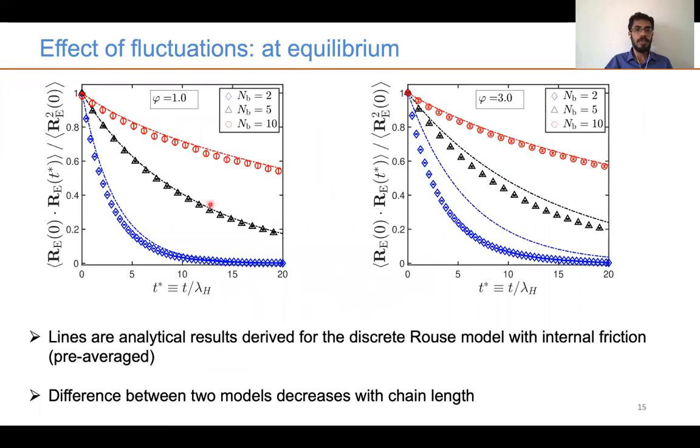Shown here is the autocorrelation of the end-to-end vector for chains of different length and two values of the internal friction parameter. The symbols are exact BD simulation results on the fluctuating IV case, and the lines are pre-average model results. In both the cases, it is observed that the difference between the two model predictions diminishes with an increase in chain length. What this implies is that for the calculations of folding or reconfiguration time, it is okay to use the pre-average model provided one uses a long enough chain. However, in the presence of a flow field, there's a significant difference in the two model predictions.